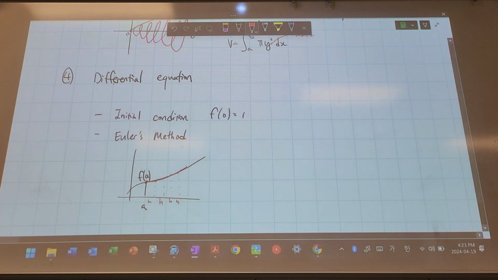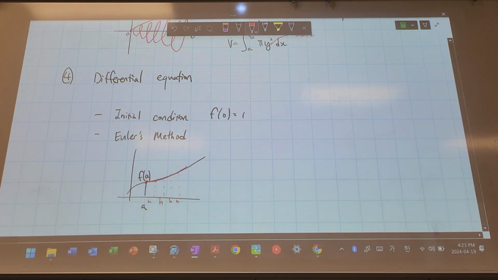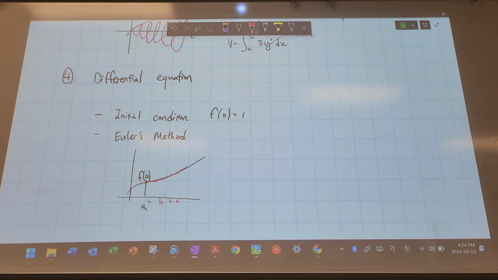Is this the equivalent of just drawing rectangles under it and then finding the area? No. That's the integration version, the Riemann sum thing. So yes, it's kind of similar, but not exactly the same. Euler's method is for solving differential equations, whereas Riemann sum is where we're trying to find the area under the curve. But the method itself is kind of similar because we're taking infinitely small steps infinitely many times.